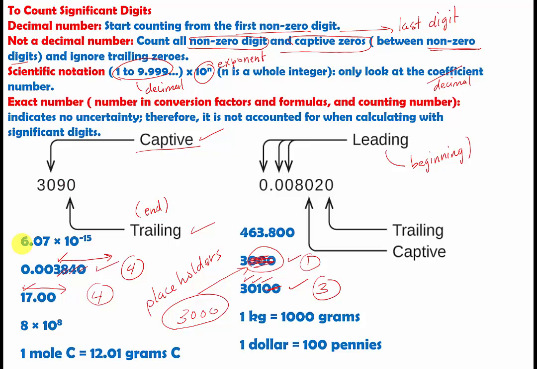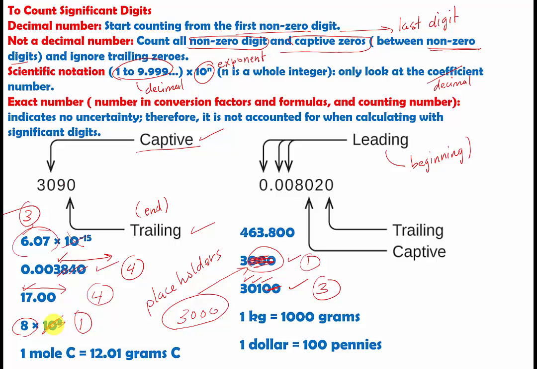So let's look at this one. We have 6.07 times 10 to the negative 15. So you can kind of ignore the exponent and focus on this. This is a decimal number. So we have our first non-zero, and counting all the way to the very end gives you 3 significant digits. And then over here we have 8 times 10 to the 8. We can ignore the exponent, and this gives you 1 significant digit.